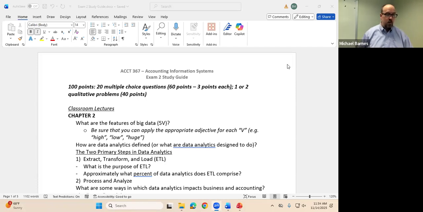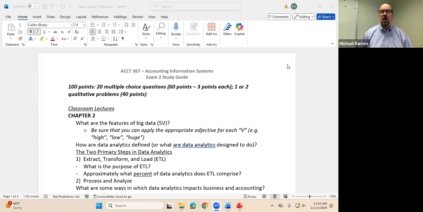Excel and NetSuite will both have 3 questions apiece. So greater responsibility for those particular areas. But we'll talk a little bit more about that. There will be one problem with 6 parts, and that will cover all of the chapters. As well, I'm not going to say it will absolutely cover all chapters.